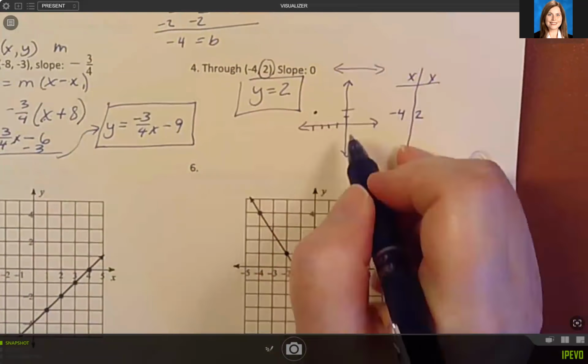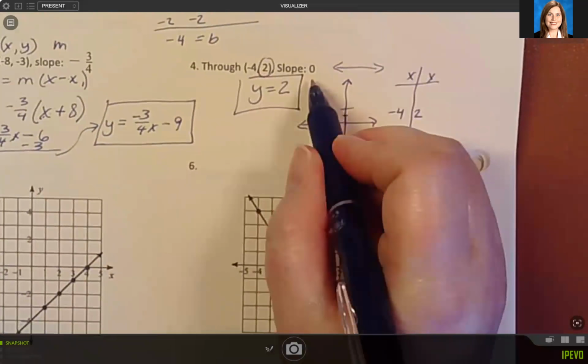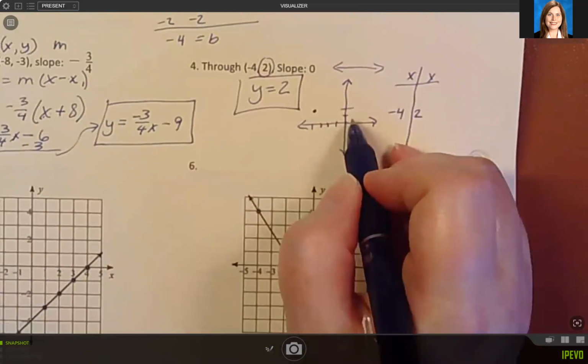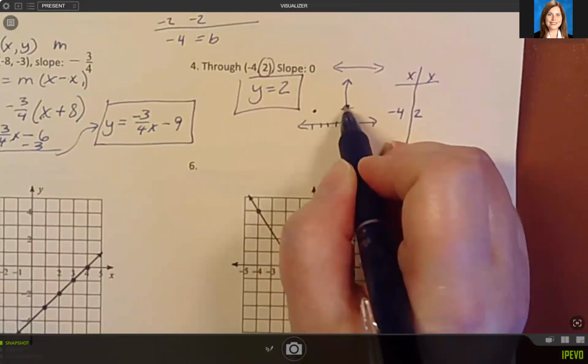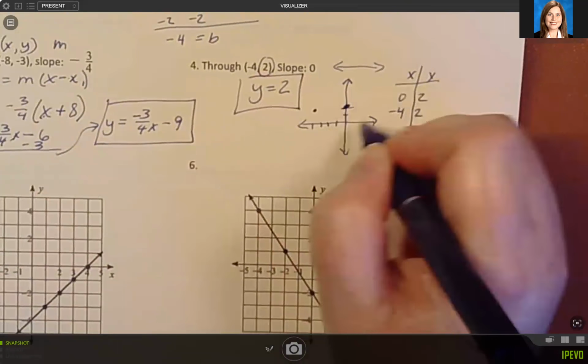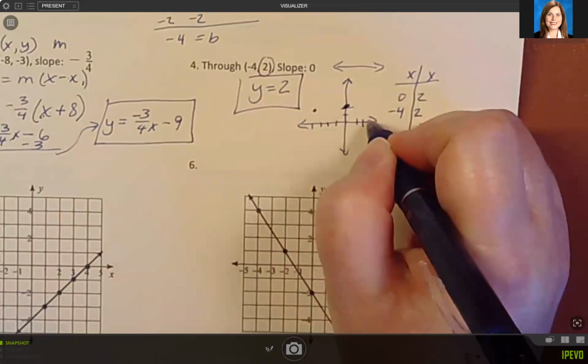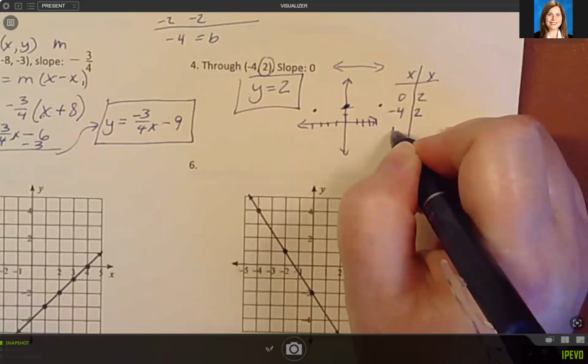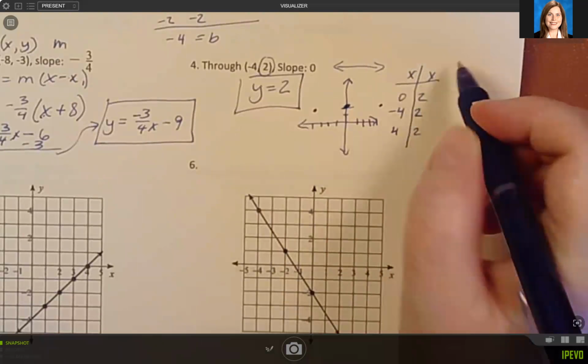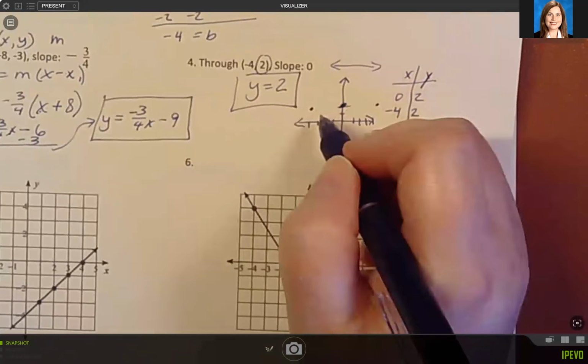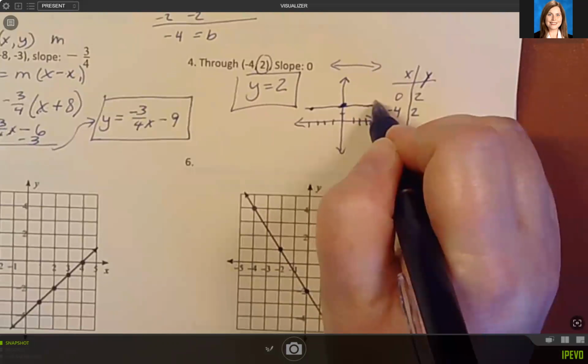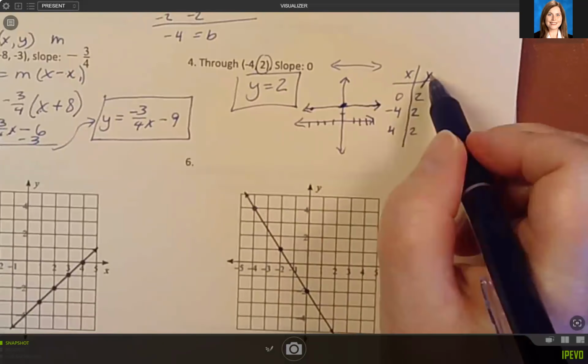Okay, and then we know it has a slope of 0, so we know it's a horizontal line. So then we can plot this point, (0, 2). Let's plot this point, (4, 2). Okay, we see all of the y values are equal to 2 for that line, which tells us that the equation of the line is y equals 2.